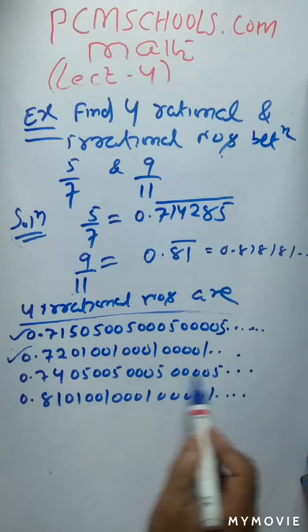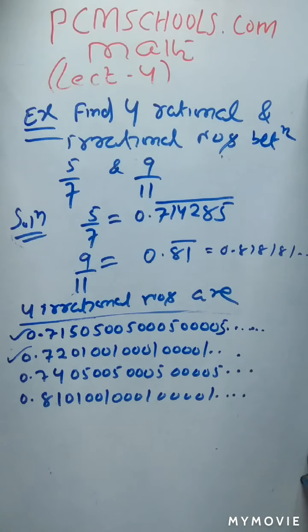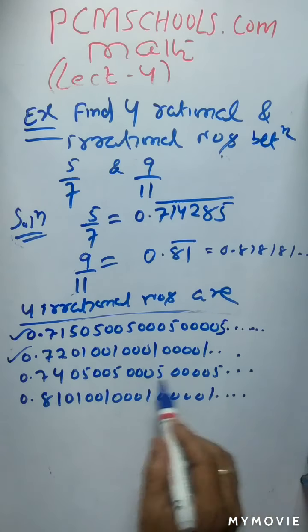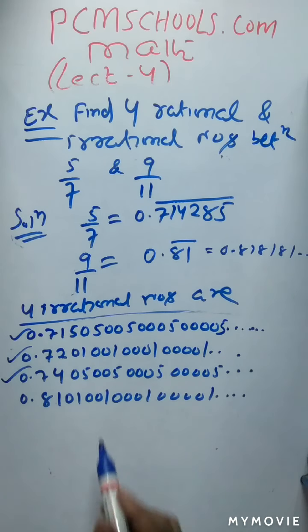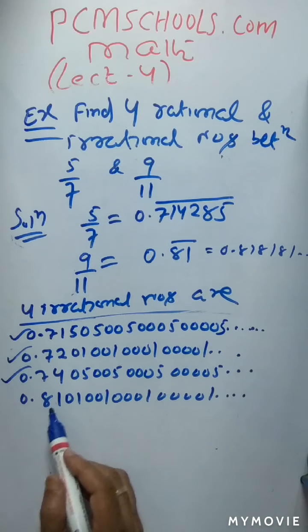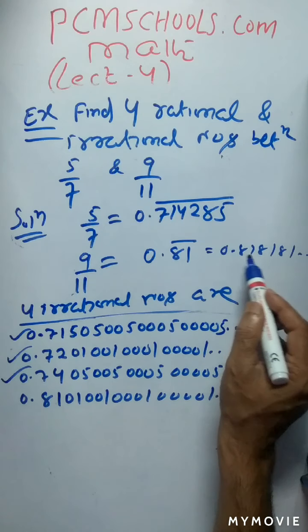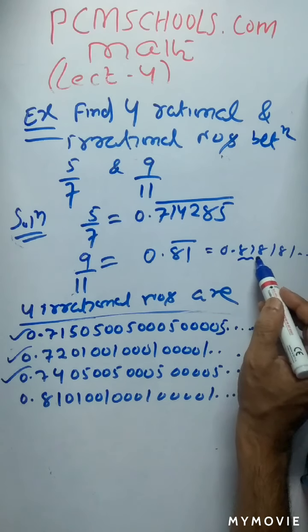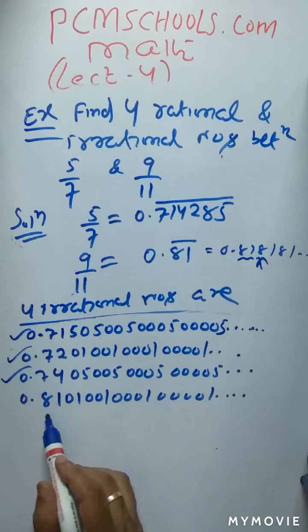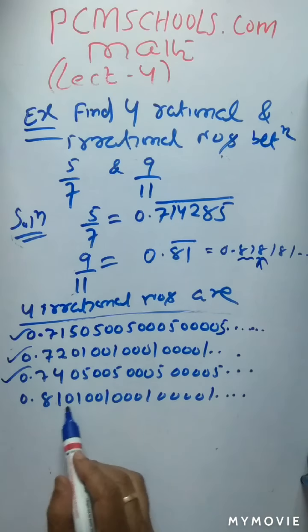Again you take 0.7201, 001, 0001. So like this you will get another number which is lying in between these two. Again you take 0.7405, 005, 0005. So that means after some digits the same type of pattern is not repeating, it is non-terminating and non-repeating. So this is also another irrational number.